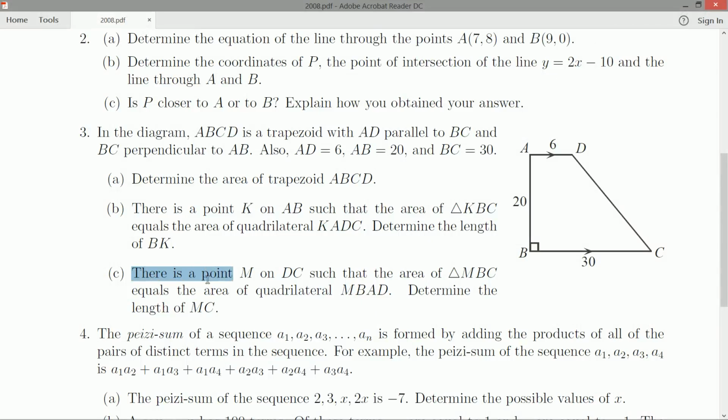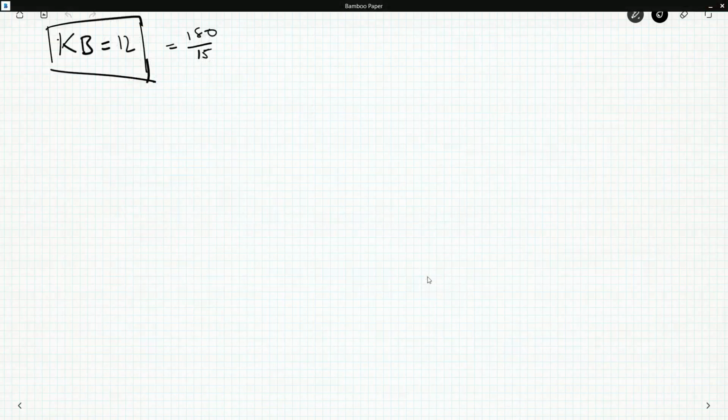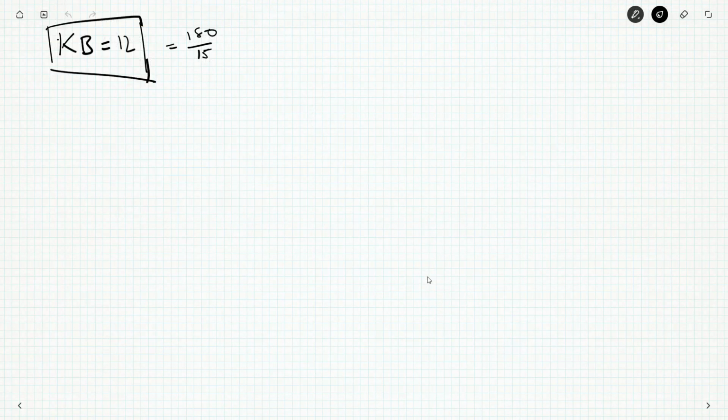C part. There is a point M on DC, which is this line over here, such that the area of MBC, so we're again connecting it up with the B and C, equals the area of quadrilateral, the rest of the stuff, MBAD. Determine the length of MC. Okay. Well, it's basically the same setup. It's just going to be a little harder because M lies on a line that we're not particularly familiar with.